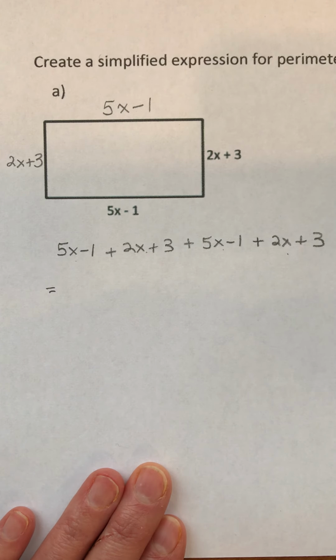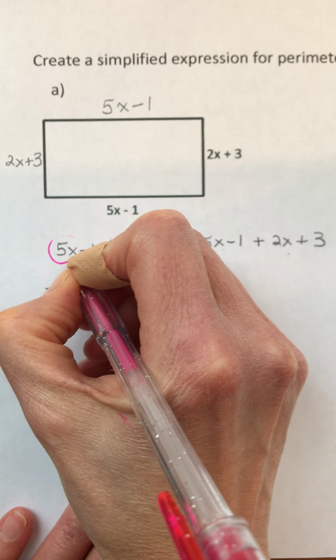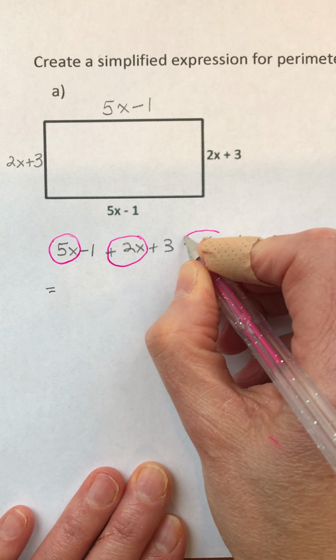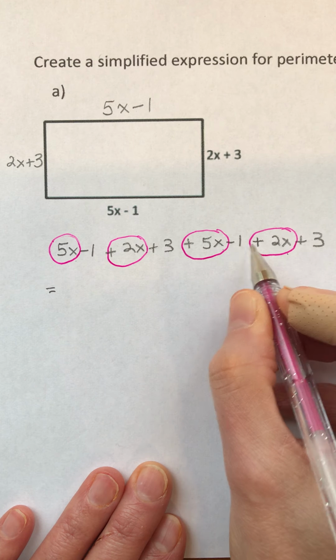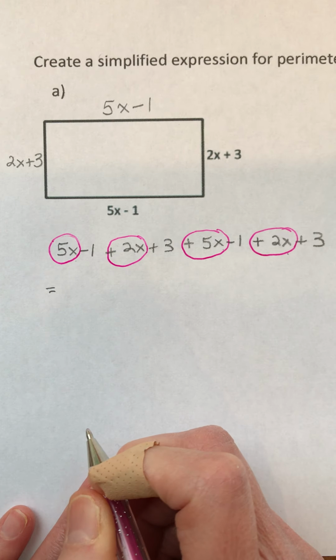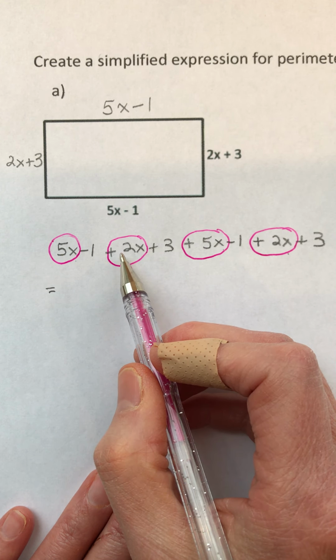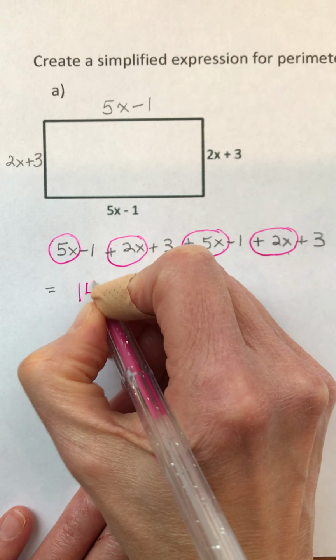To simplify that, again, we are just gathering the like terms, the things that are the same. I am going to circle all my x terms. So I have 5x plus 2x plus 5x plus 2x, and notice how I'm circling the sign, the plus or the minus that's in front. Then I'm just going to add them up. Well, 5 plus 2 is 7, plus another 5 plus 2 is another 7, so altogether I have 14x.